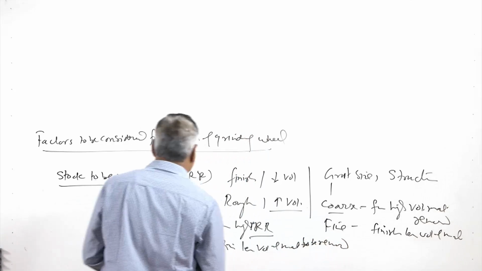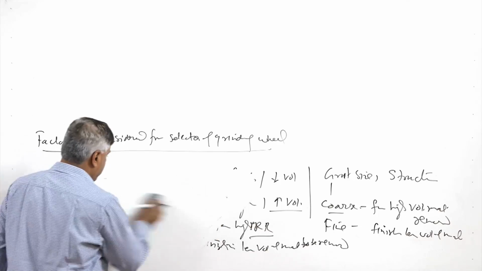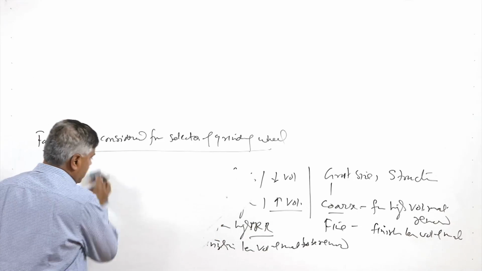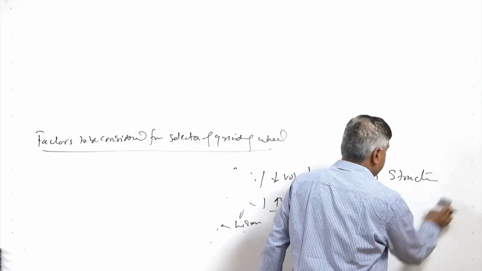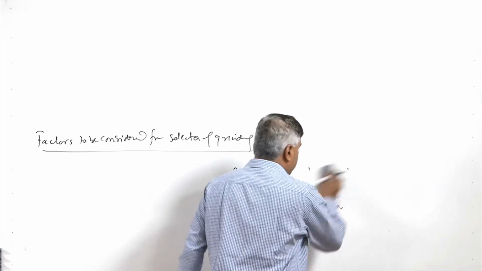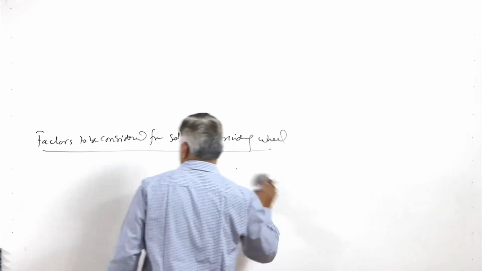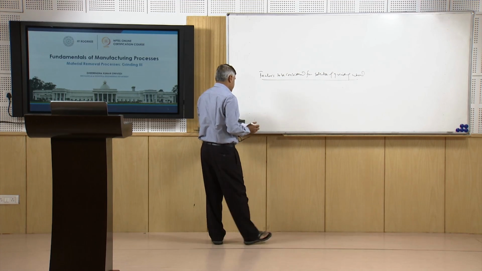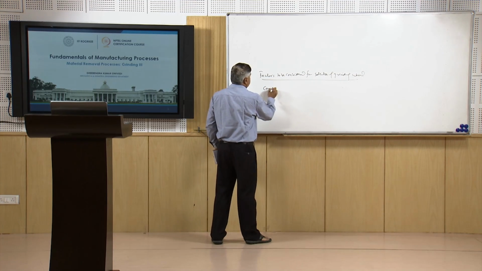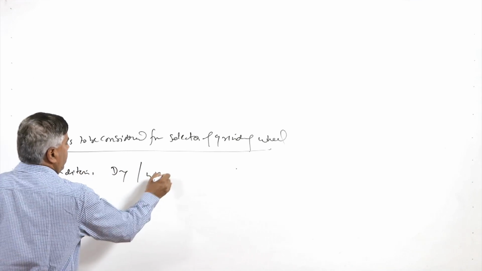So, this is another important characteristic, another factor which needs to be considered for the selection of the grinding wheel. I will write the other factors quickly so that I can compile all of them, and these are the conditions under which grinding is to be done. Maybe it is dry or wet.